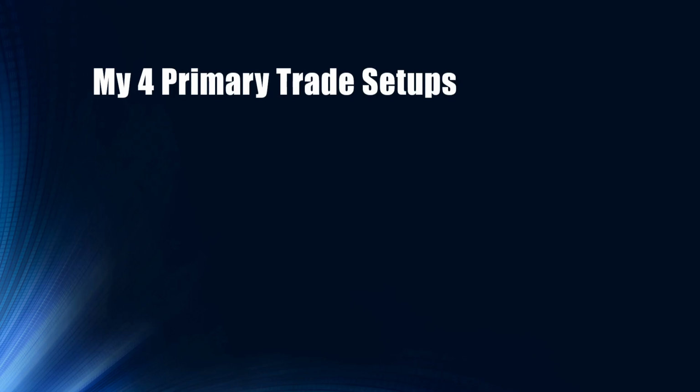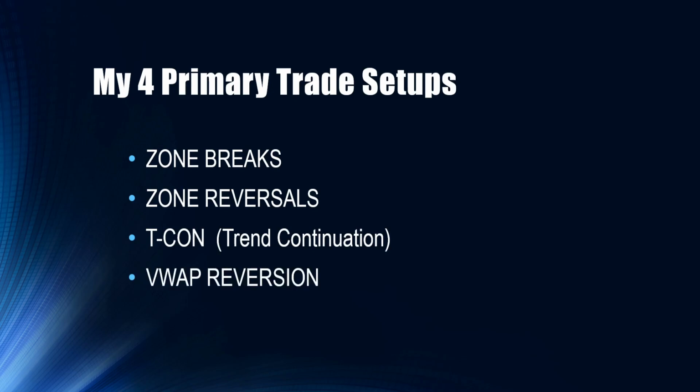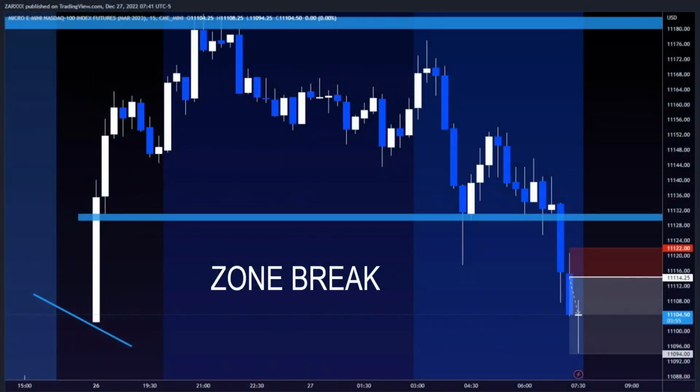The first setup that I trade is called zone breaks. The second are zone reversals. The third are T-con trades, or trend continuation trades, and the fourth are VWAP reversions. So again, zone breaks, zone reversals, T-con or trend continuation, and VWAP reversion trades. Let's take a look at some examples.